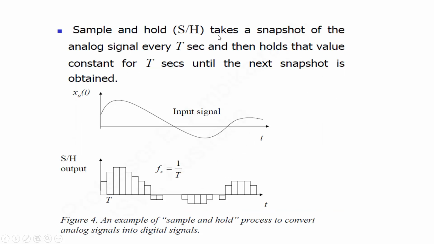Now, sample and hold takes a snapshot of the analog signal every T seconds and then holds that value constant for T seconds until the next snapshot is obtained. If you see, this is the analog signal. The snapshot is taken, this is the sampled value, and then it is held for capital T seconds. Then again, the next sample is taken and the value is held. In this way, this is the sample and hold output, and the sampling frequency is Fs, which is basically the reciprocal of the sampling period.